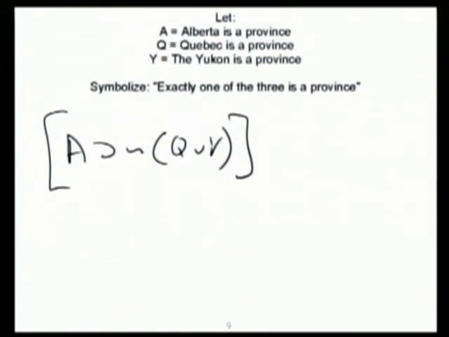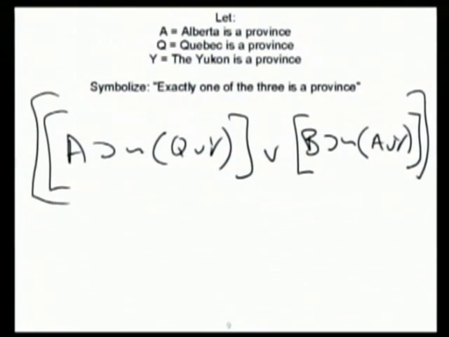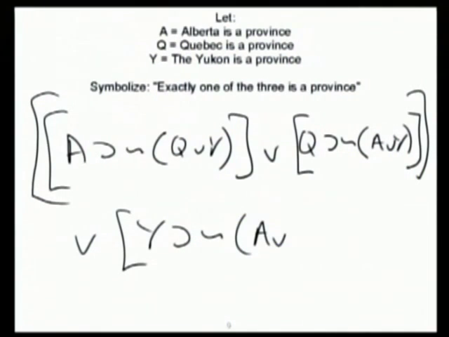I understand the part about how you repeated with the other two, but it's a wedge, right? It's or, right? Yeah. Or. And then if B, then not A or Y, or if B, not Q, or Y then not A or Q. Is that what you had? Yep. Is that sufficient?